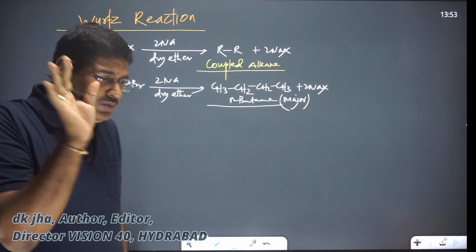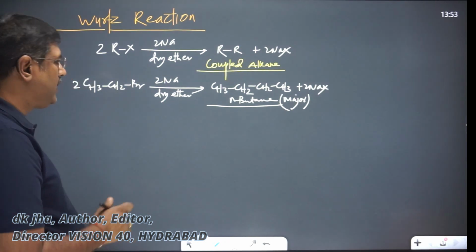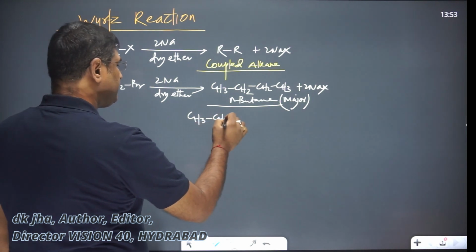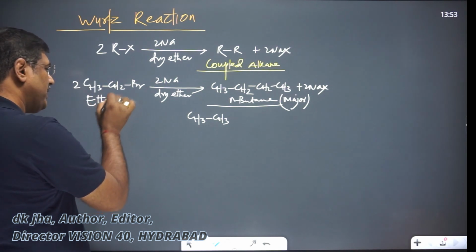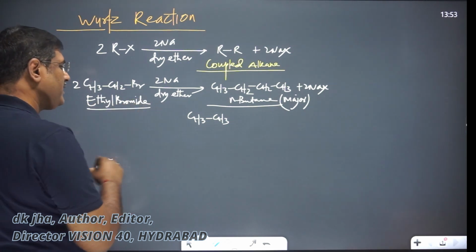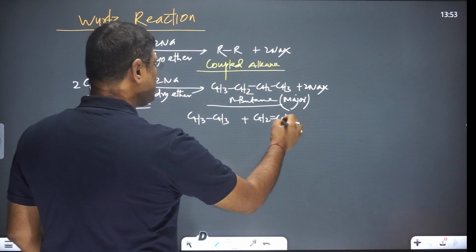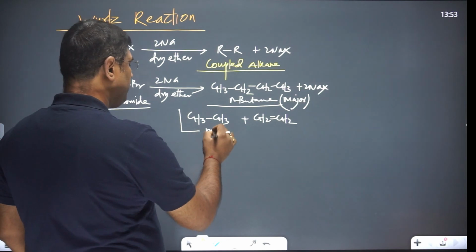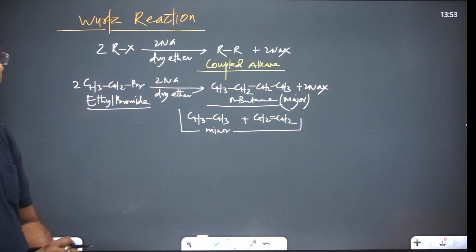In addition to this n-butane, some minor products are also observed, and these are CH3CH3 and, corresponding to ethyl bromide, its corresponding alkane is ethane and its corresponding alkene is ethene, CH2=CH2. These two are minor products in this case.